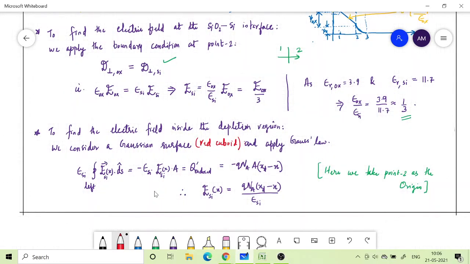So that's what we are finding out, which is going to be a function of x, and you will get it as QNA (xd minus x). That is the region where the enclosed charge comes from. QNA is basically the charge density, and this is the depth. Area cancels, and you will get, like previously, not the full charge but a partial charge, because the left side is decided by x.